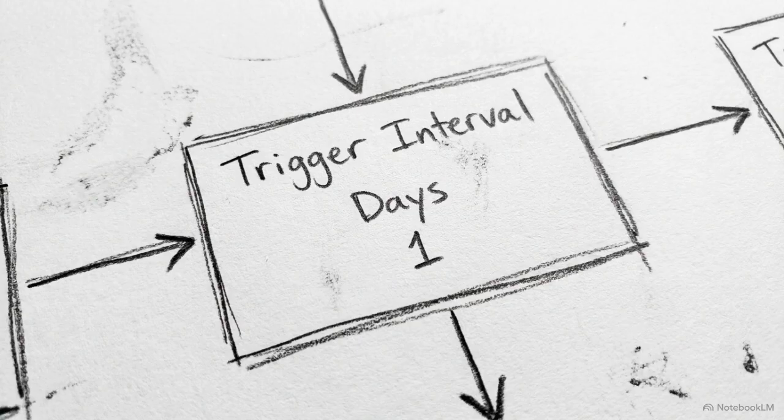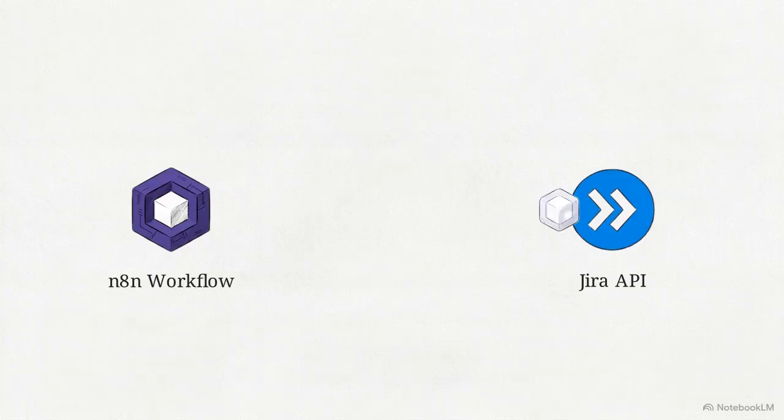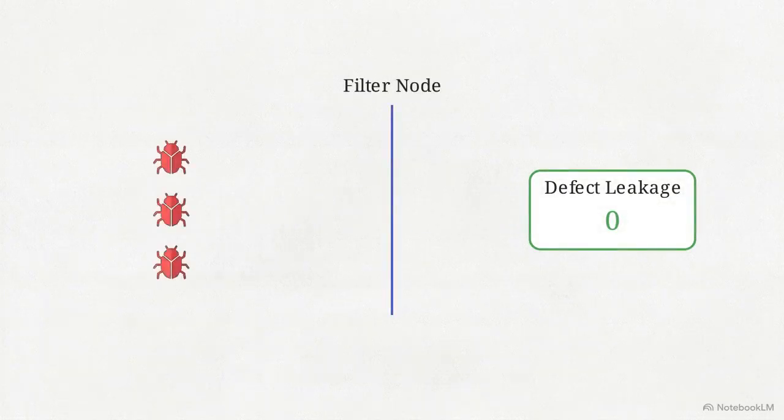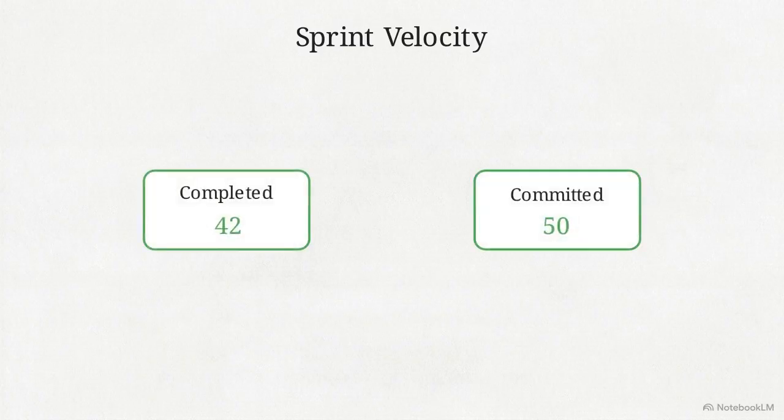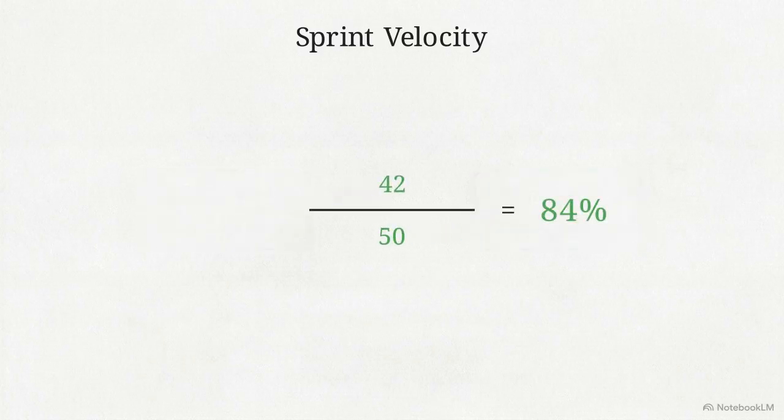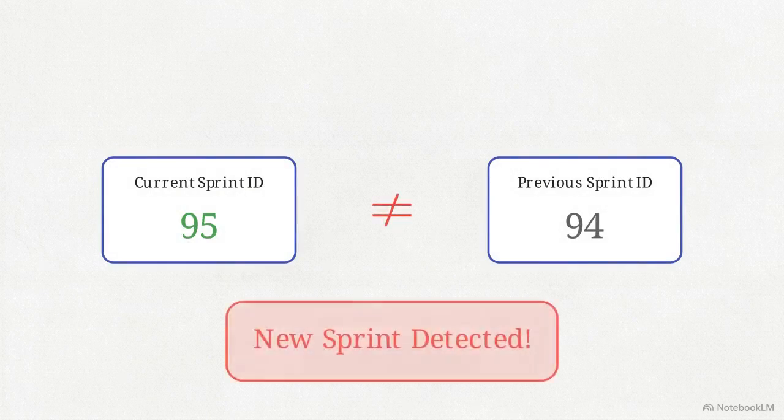Our first n8n workflow runs on a daily schedule. It uses an HTTP request node to query the Jira API for the current sprint's issue data. A function node isolates bugs reaching staging or production to calculate defect leakage. A second query divides completed by committed story points for sprint velocity. Finally, the workflow compares the current and previous sprint IDs, triggering a new sprint signal when they differ.